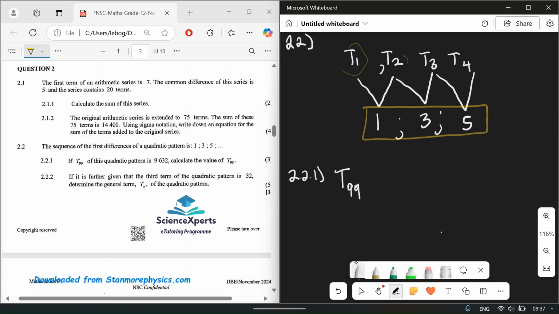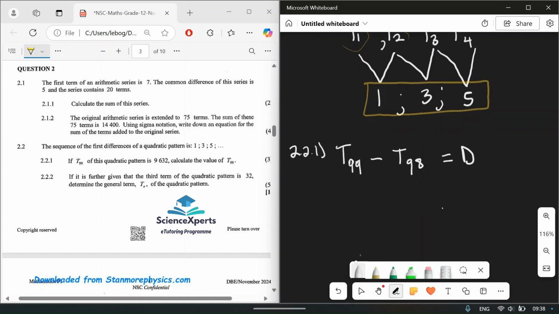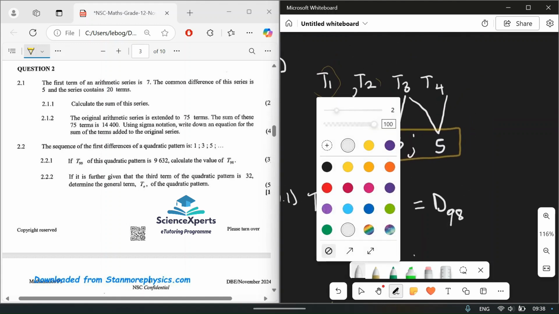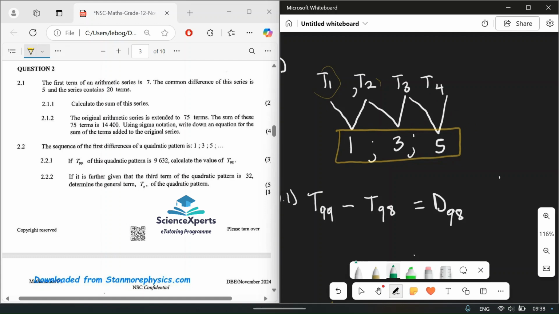T99 of the quadratic minus T98 of the quadratic will give us a difference, let me call it D. So it will give us difference number 98. From the sequence, T2 minus T1 gives us D1, the first term of the first difference. Similarly, T3 minus T2 gives us D2, difference number 2.